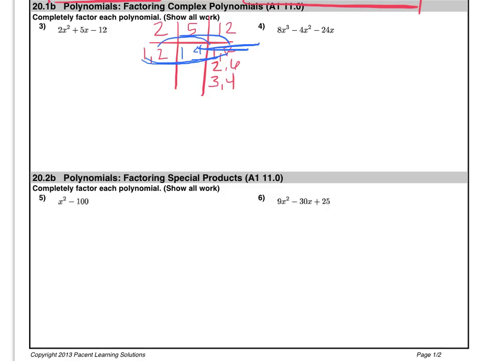So let's look at the other ones. Try 1 with the 2. That gives us a 2. And the 2 with the 6 gives us a 12. That's never going to combine to make a 5.